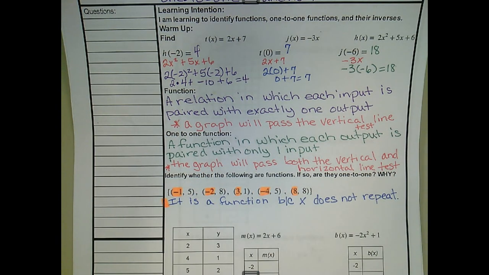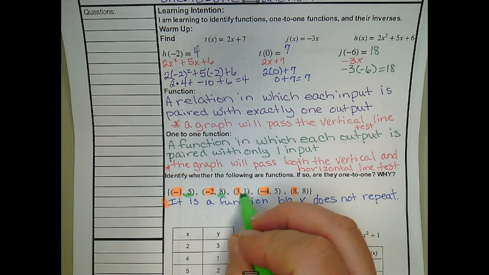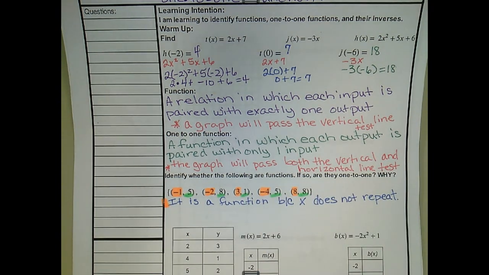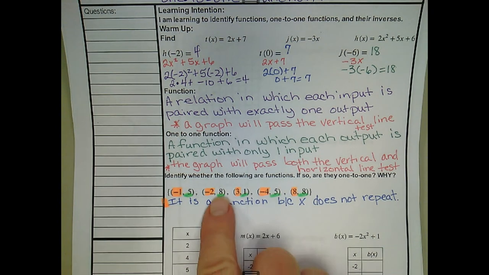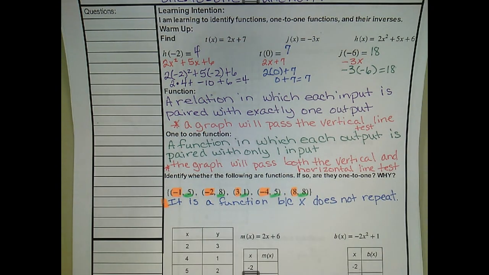Okay, is it 1 to 1? Now we're going to look and see if the y values repeat. We got 5, 8, 1, 5, and 8. No, it's not 1 to 1 because of 5, which is here and here, and 8, which is here and here. So it is not 1 to 1.